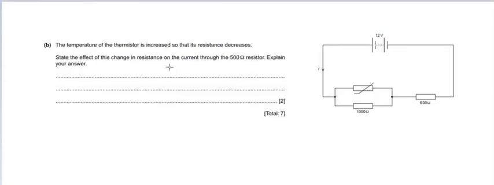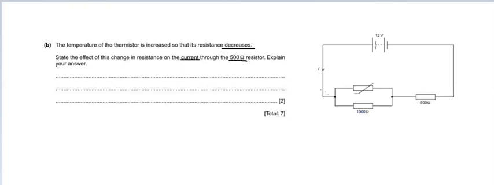Now this is part B of the question. The temperature of the thermistor is increased so that its resistance decreases. State the effect of this change in the resistance on the current through the 500 ohm resistor. So basically what is happening here is that when we increase the temperature of the thermistor, depending on the temperature the resistance may increase or decrease. In this case the resistance is decreasing. So the thermistor resistance is decreasing. What happens to the current flowing through this 500 ohm resistor?